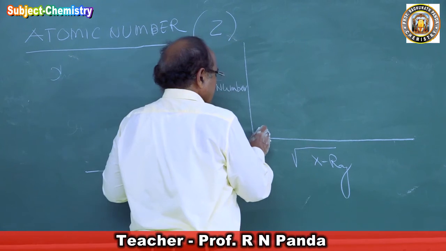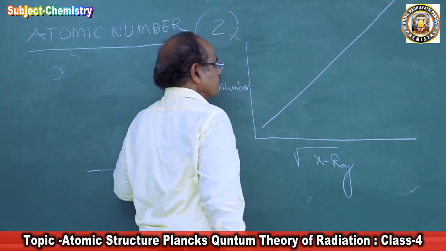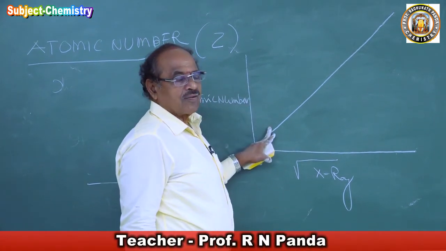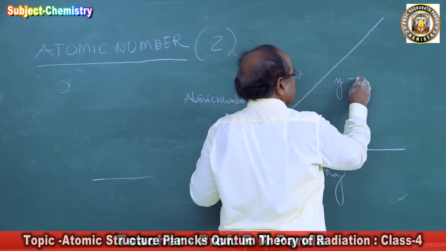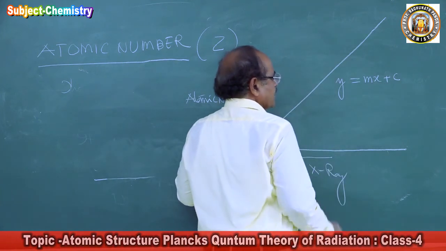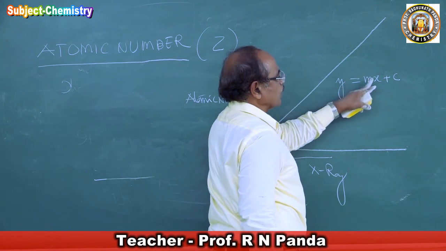And he found a straight line graph. And what is the equation of a straight line? y = mx + c. If it passes through the origin, it is y = mx, so y is proportional to x.